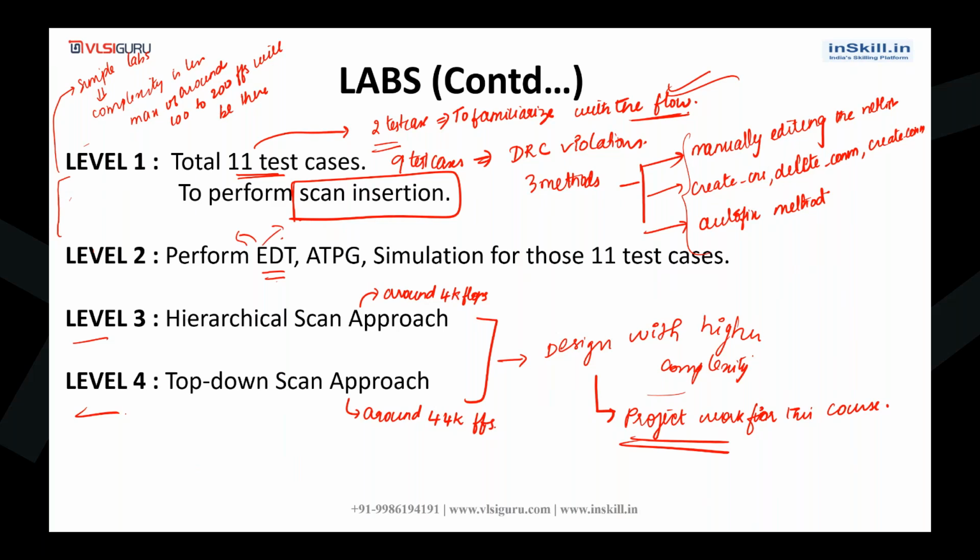And then ATPG, where we are going to do the pattern generation. We are going to generate the patterns for these fault models: stuck-at fault model, transition delay fault model, and IDDQ fault model. For these three fault models, we are going to generate the test patterns in our lab. We are going to do the pattern generation with EDT as well as bypass patterns, that is, without EDT.